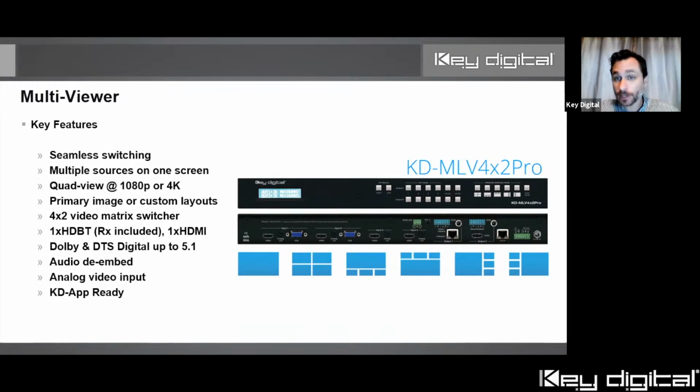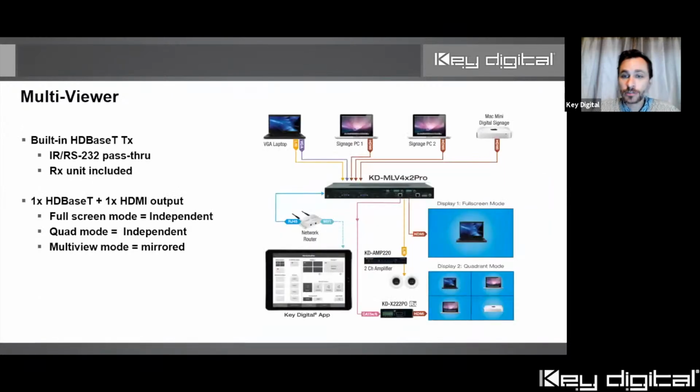And with the picture-in-picture processing, you could watch multiple sources on the screen at the same time in these varying layouts that we show you. So the 4 in, 2 out, as we showed, the 2 outs, one of them is an HDMI output, and one of them is an HD-Base-T output. And we have a built-in HD-Base-T transmitter, and we include the receiver in the box with the MLV 4x2 Pro. Okay, so you have your HDMI output, plus you have your output on Cat5e, Cat6.